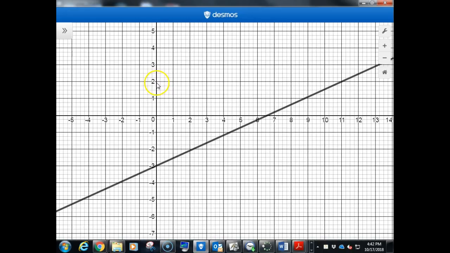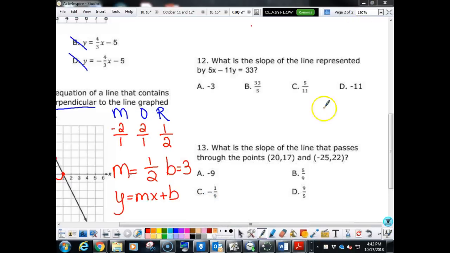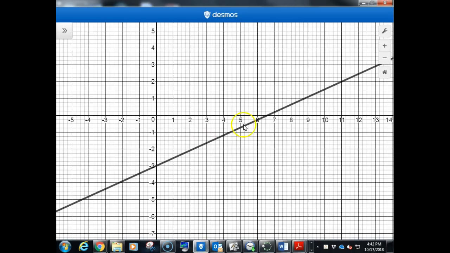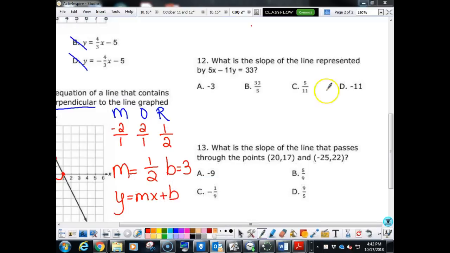So the rise is 5. Then I go 1, 2, 3, 4, 5, 6, 7, 8, 9, 10, 11. So 5 over 11, and it's a positive. So it's for sure, you see that it's a positive slope, right? Because it's increasing, the line is going up, so A and D can already be eliminated, and so 5 over 11 is the correct answer. So that's how I would do it.